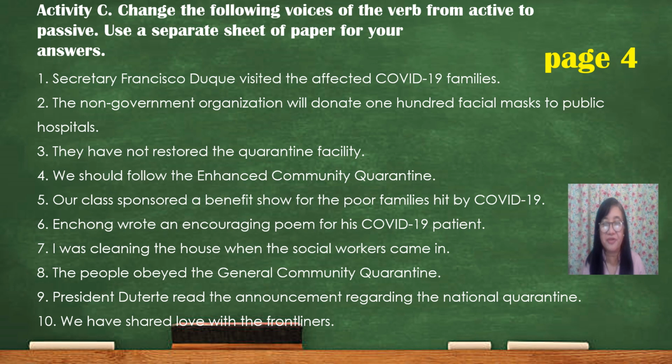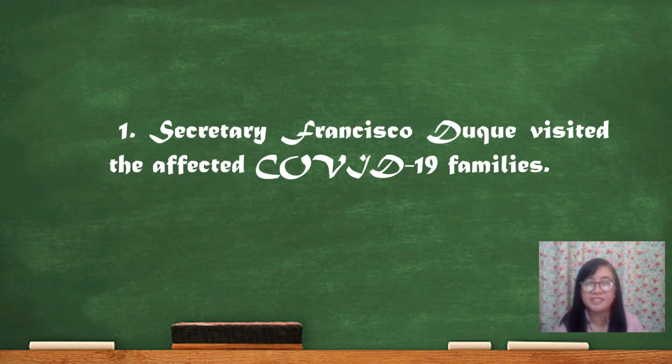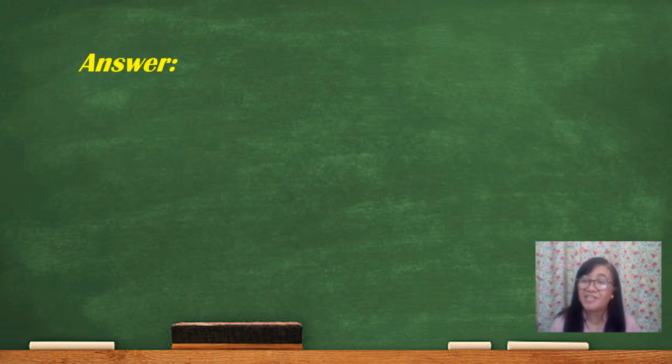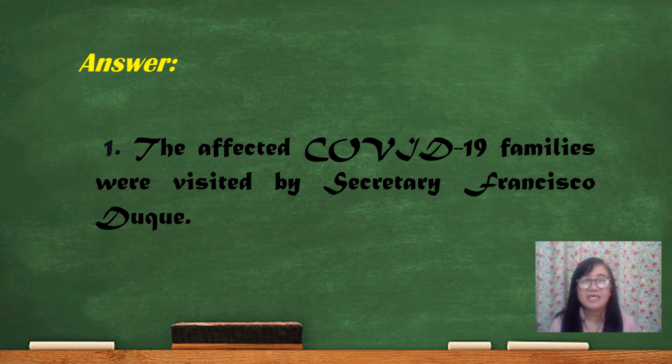You'll start with the first item and then try to explain why it is the correct answer. Then, you will be doing the succeeding items. Are you ready? Nice! Let's start! So the first sentence is, Secretary Francisco Duque visited the affected COVID-19 families. Nice job! The answer is, The affected COVID-19 families were visited by Secretary Francisco Duque.